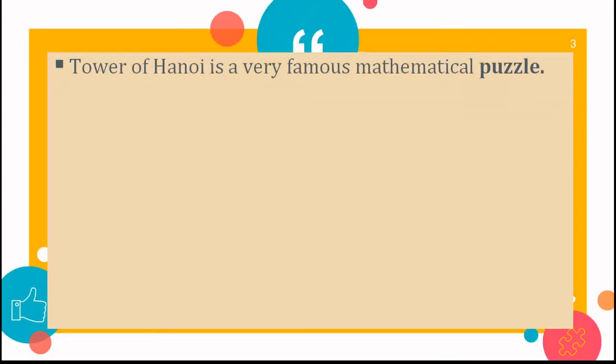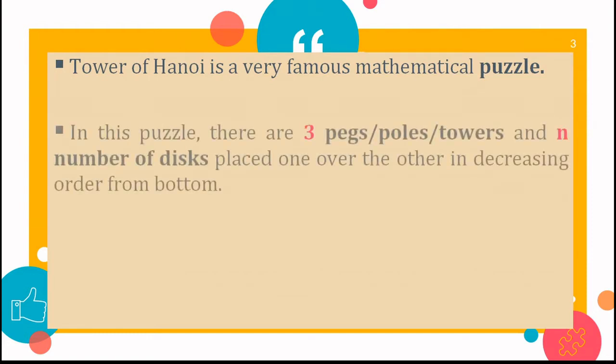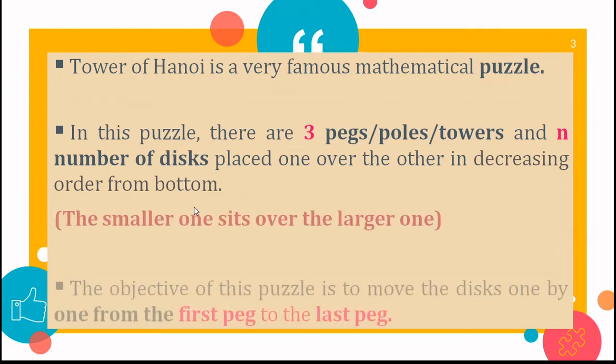So Tower of Hanoi is a very famous mathematical puzzle that we all have come across once in our life, right? And in this puzzle, there are three pegs, and pegs can also be called poles, or you can also call it towers. And there are n number of discs placed one over the other in such a way that the smaller disc should be on the top of the larger disc, right? And the objective of this puzzle is to move the discs one by one from the first peg to the last peg.